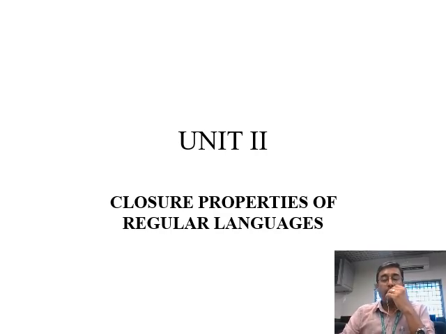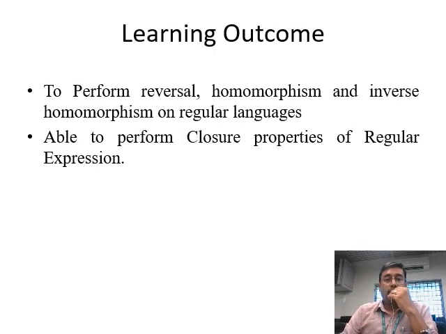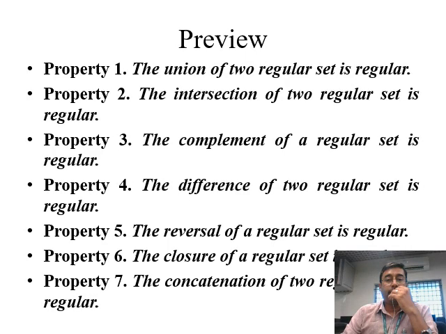Okay, next from Unit 2, we'll see about closure properties of regular languages. After learning the closure properties of regular languages, the outcome you will get is you'll be able to perform reversal, homomorphism and inverse homomorphism on regular languages. Then you'll be able to perform closure properties of regular expressions. So these are all the properties we are going to cover, totally 7 properties.